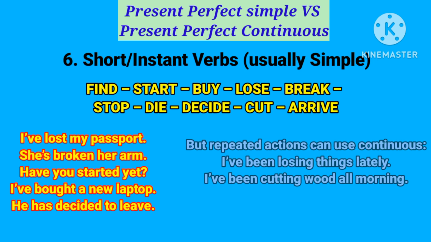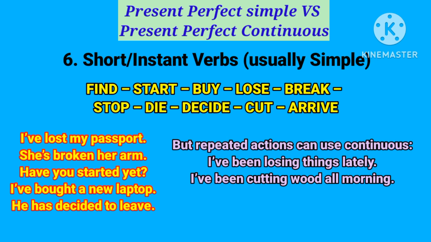But repeated actions can use the present perfect continuous with these verbs. For example, I've been losing things lately. Not just one time, maybe several times. He or she has lost his passport, keys, wallet, etc. I've been cutting wood all morning.